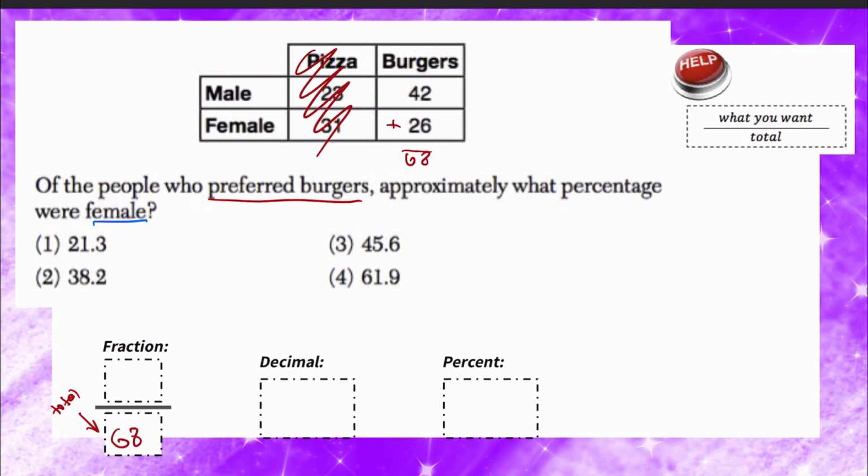What goes in the top of my fraction? 26, because I care about what percentage were female, and that's right here. What would be the percent of females who prefer burgers? Well, to do that, we do 26 divided by 68. We get 0.38235. There's really only one choice that looks like that, but we can move our decimal point twice to the right. We get 38.235%, and that's choice 2.